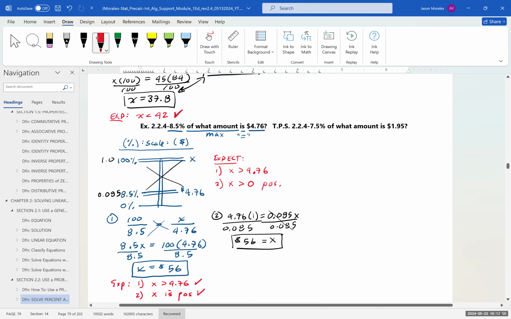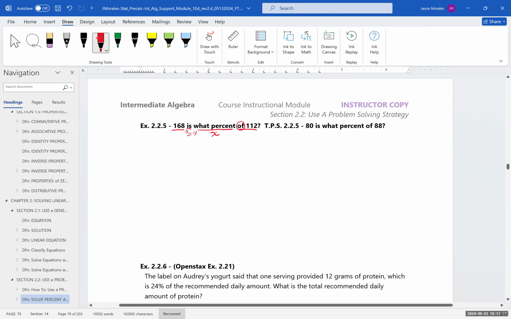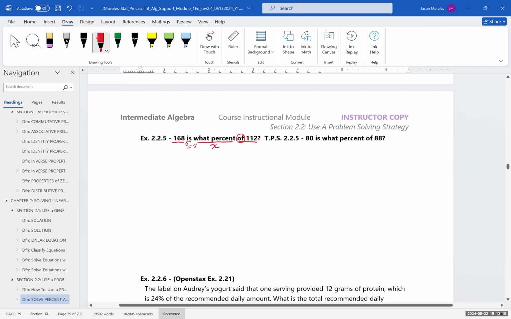Over here, here's the word "of", and we said "of what amount". And so that maximum dollar amount on the dollar side of the scale correlated to 100% on the percentage scale. Okay, but now on this problem, we don't have any percentages this time. And 112 is going to be our maximal amount that's going to get correlated with 100%.